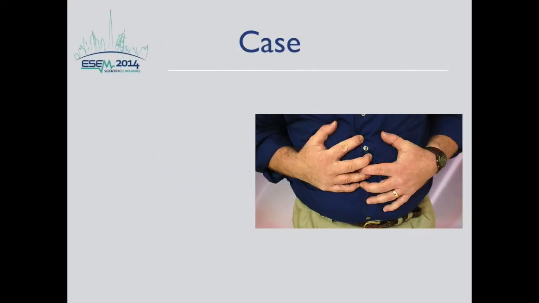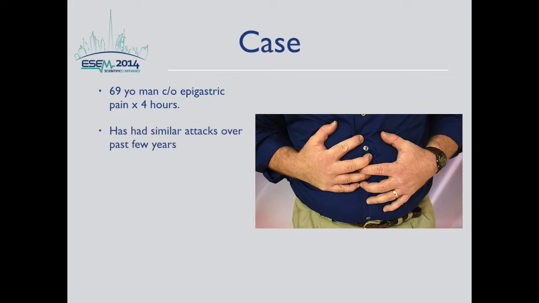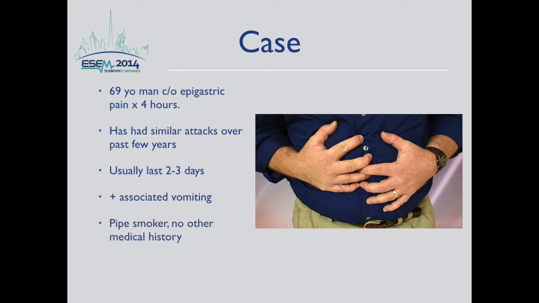Let's start with a case. This is a 69-year-old male who presents to the emergency department with epigastric pain for the past 4 hours. He had similar attacks in the past few years, but usually they last for 2 to 3 days. This time, the pain was more severe and it was associated with vomiting, therefore he came to the emergency department. He has a history of smoking, but no other medical problems.